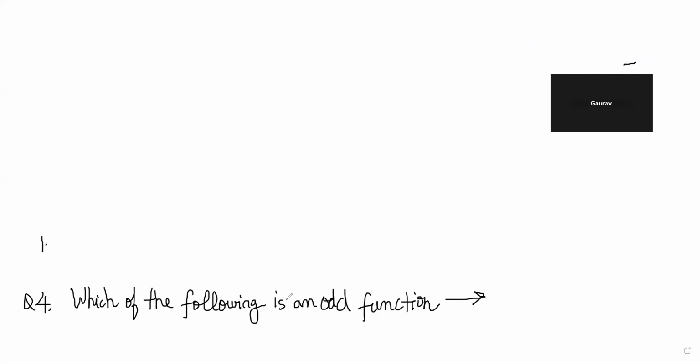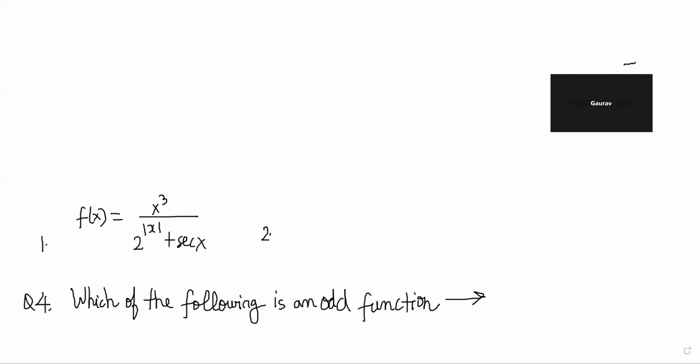Okay, so the first function is f of x is equal to x cube by 2 power mod x plus sec of x, 2 power mod x plus sec of x.